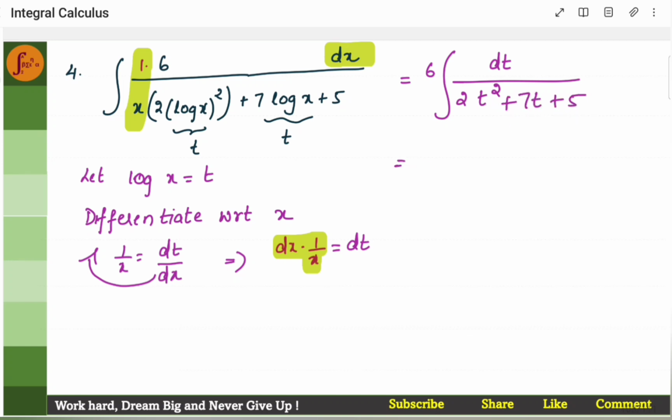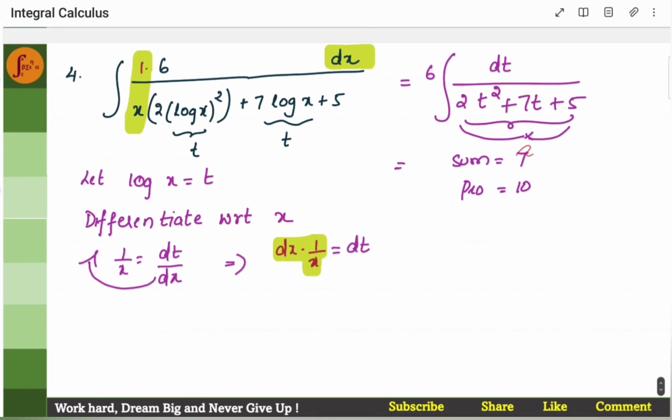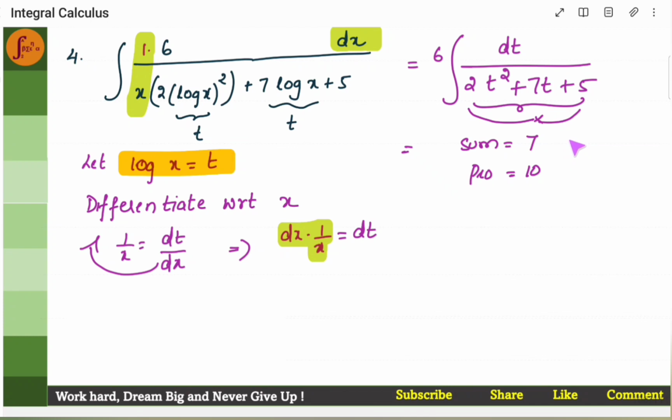Now we'll factorize this. We'll find the factors of this. Sum is going to be 7. Product is this and this: I'll multiply 2 into 5, 10. Now the numbers would be, if I add I should get 7, and if I multiply I should get 10. So the numbers would be 5 and 2. 5 into 2 is 10. 5 plus 2 is equal to 7. So the numbers would be 5 and 2.